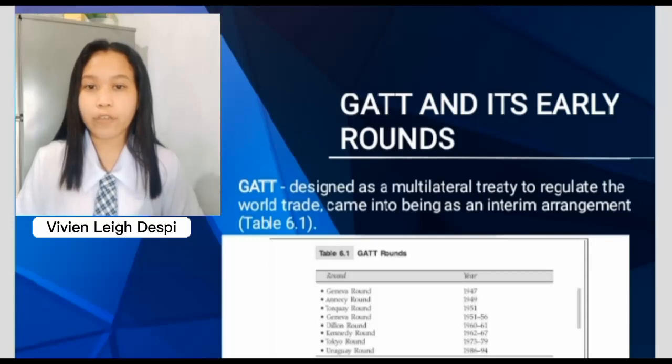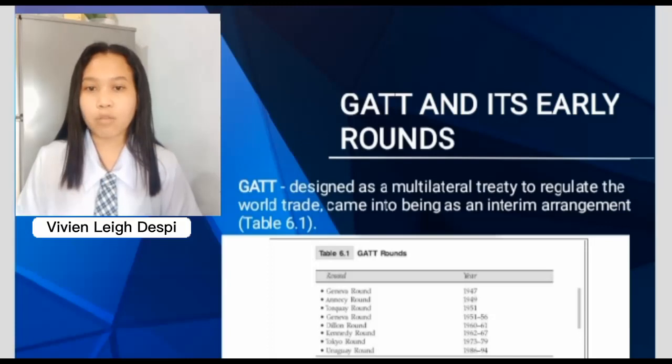The first discussion and then proposed ITO was held at the 1946 United Nations Conference on Trade and Employment. A preparatory committee was formed, which had various meetings, and the final charter was agreed upon at Havana. But in the wake of the refusal of the United States Congress to ratify the charter, the GATT is designed as a multilateral treaty to regulate the world trade.